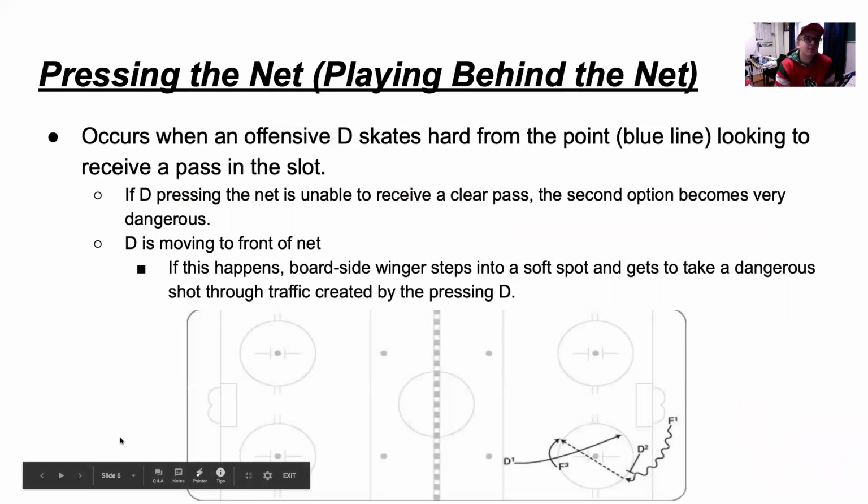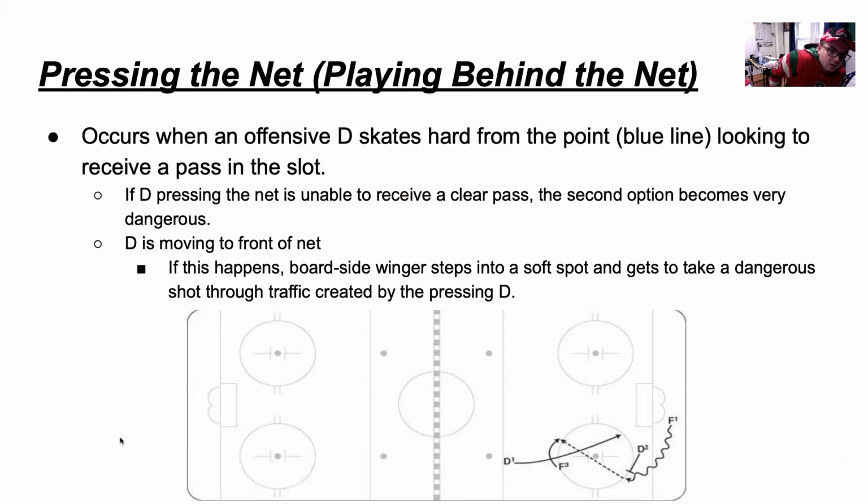And then pressuring the net, playing behind the net. This occurs when an offensive D skates hard from the point, which is the blue line, looking to receive a pass in the slot. And if the defenseman pressuring the net is unable to receive a clear pass, the second option becomes very dangerous. We don't want that, it will cause a turnover. We don't want to cause a turnover.